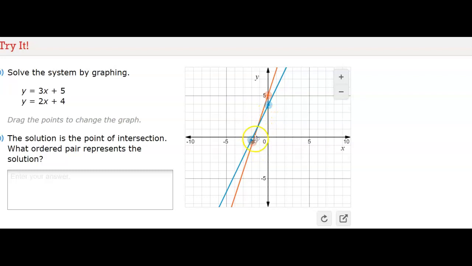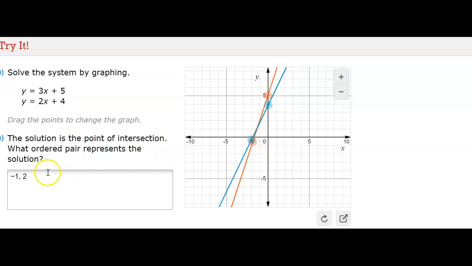So it's kind of off just a smidge, but this is the point where they intersect. So the point where they intersect, or the solution, right? The point where they intersect would be this point here, which would be -1, and my y would be +2.